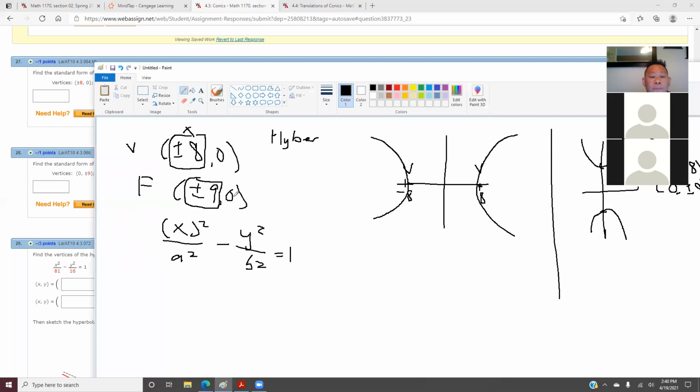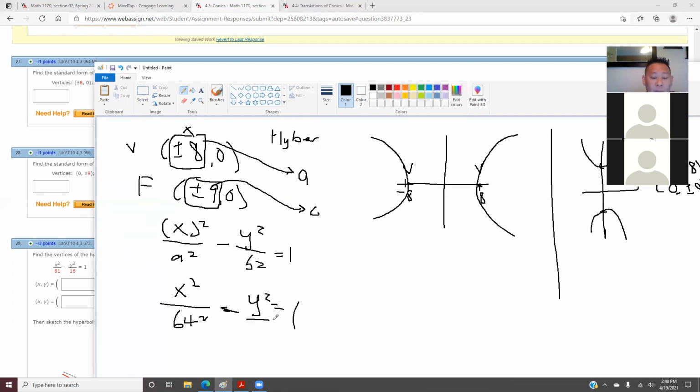And again, we have to figure out, this plus minus 8 is your a, and the foci is c. Don't forget, the foci is always c, denoted by c, the distance. Vertex is always a. So we got a squared already, which is 64. But our question now is to figure out our b squared.